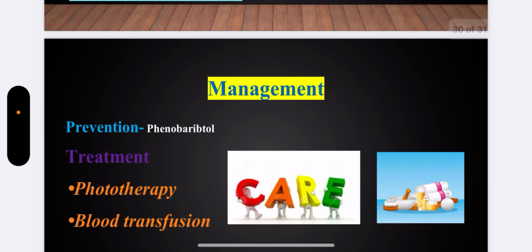About the management part, management includes prevention as well as treatment. As far as neonatal jaundice is concerned, we can give phenobarbital. It is a hepatic microsomal inducer. It can be given to pregnant mothers, which increases glucuronide transferase activity inside the liver. For the treatment part, we can give phototherapy. The skin is exposed to white light, which causes photoisomerization of bilirubin to water-soluble lumirubin, which can be excreted in the bile without conjugation. Blood transfusion can also be helpful.